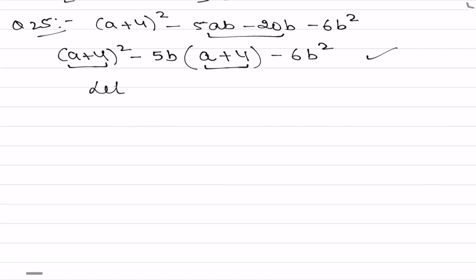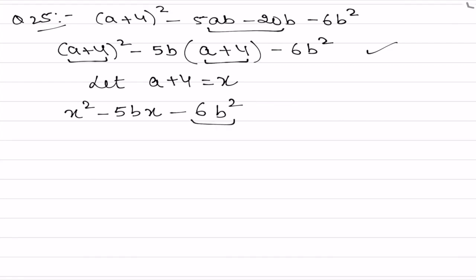So the next step is let a plus 4 equal x. So the given expression becomes x square minus 5bx minus 6b square. Now here, either you can consider b as a constant or x as a constant. Choice is yours. We have to consider only one variable in one equation. So here I am taking x as the main variable. So b is to be considered as a constant. Okay. Now see, we have to make the factors of 6. So in this question, children, you have to see the factors of 6 as 3 and 2, and 6 and 1 also.